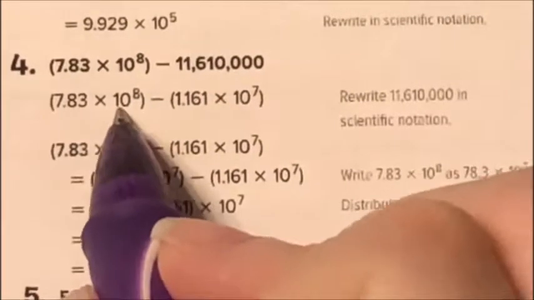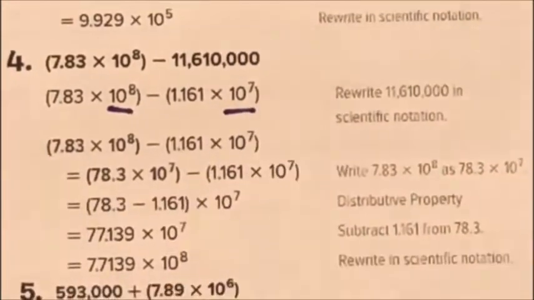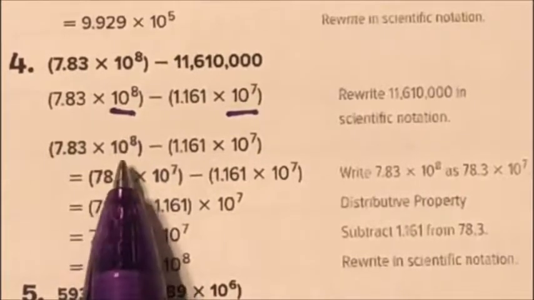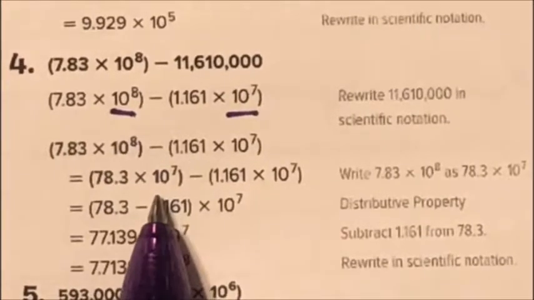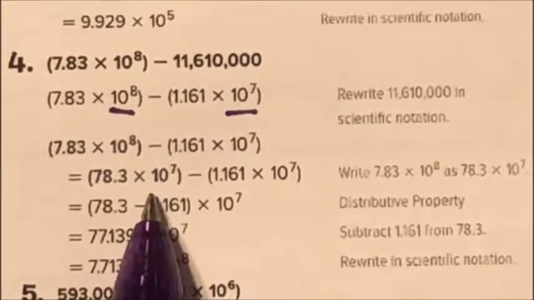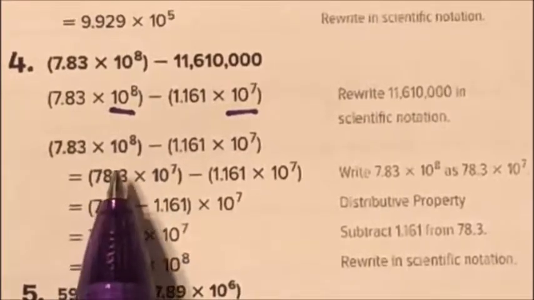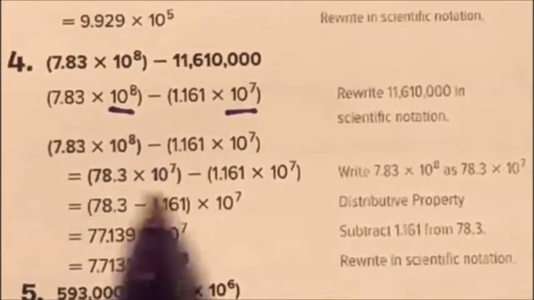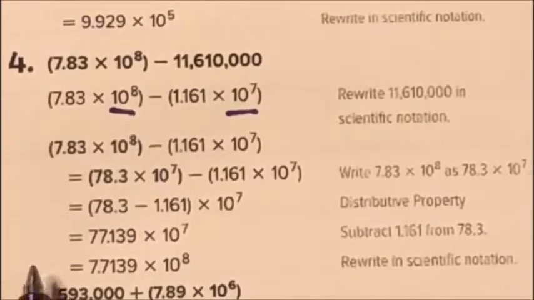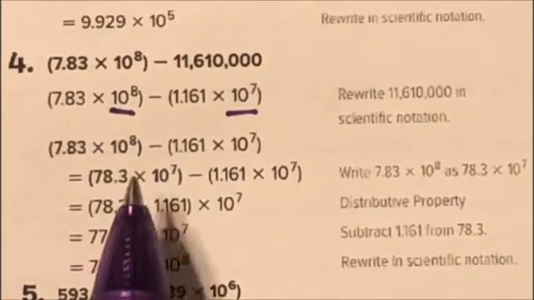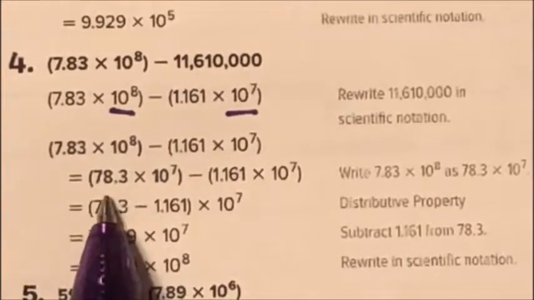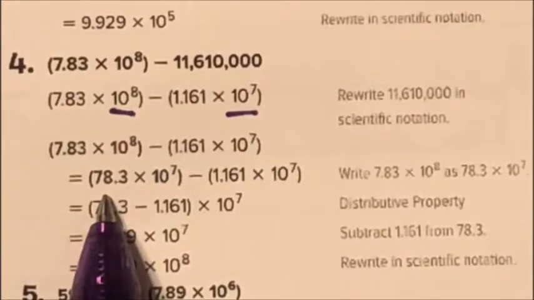Notice again, they're not the same place value. So I have to change it. I'm going to change the 8 to a 7. Okay. Notice I'm always changing the larger number. Usually I want to do that because if I'm subtracting, I want to make sure that I have a bigger number and I don't have to worry about negative numbers. Okay. So 7.83 times 10 to the 8th becomes 78.3 times 10 to the 7th.